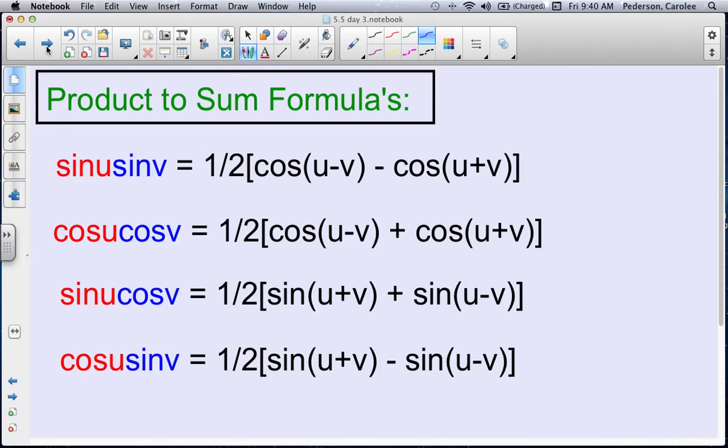All right, this slide is now the product to sum. So if you have a sine times another sine function, you can rewrite it as such in the black. And then cosine of U, cosine of V, sine of U, cosine of V, cosine of U, sine of V. So there's another 4 formulas. So now let's go ahead and practice those.